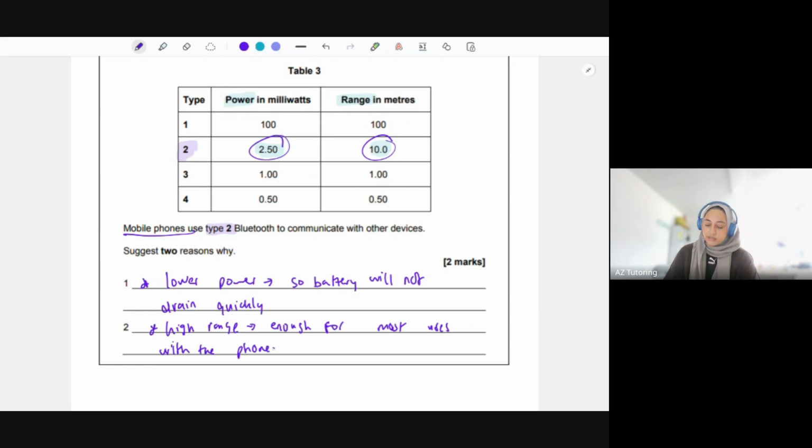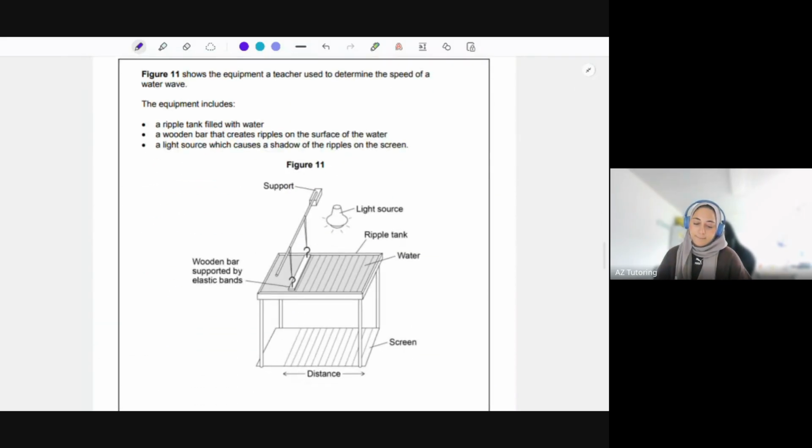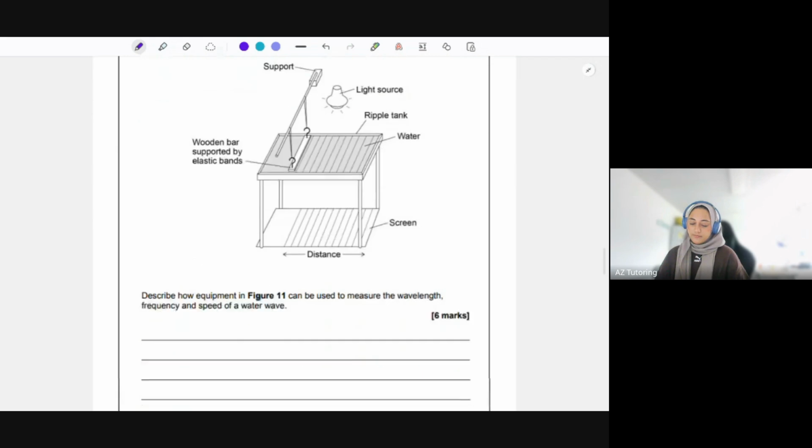So that's just analyzing the information that's given to us in the question. A lot of science is just reiterating what you've been given in the question and just explaining it. Okay, let's do this next one.